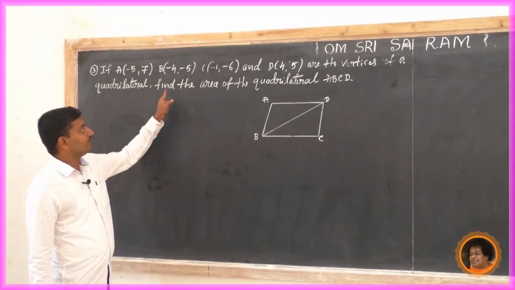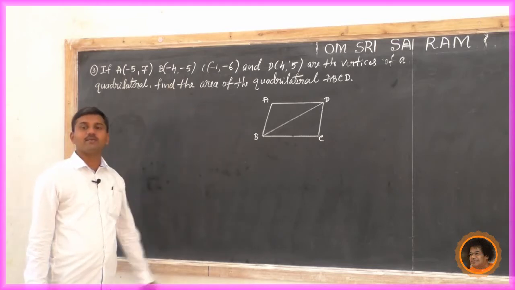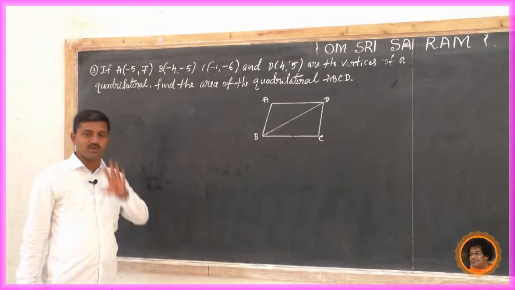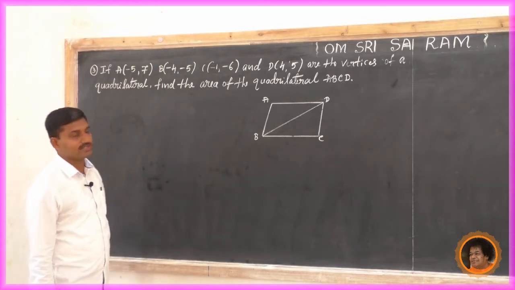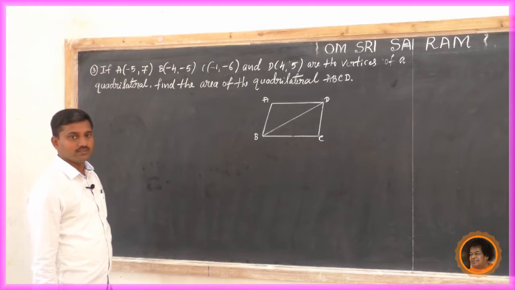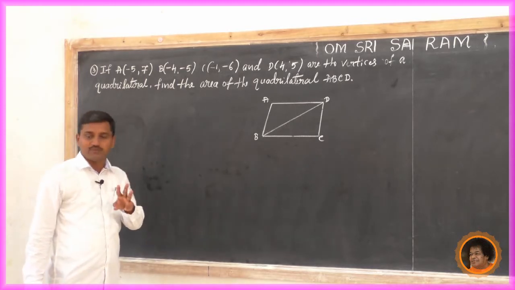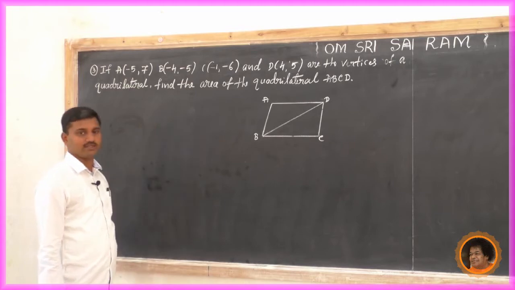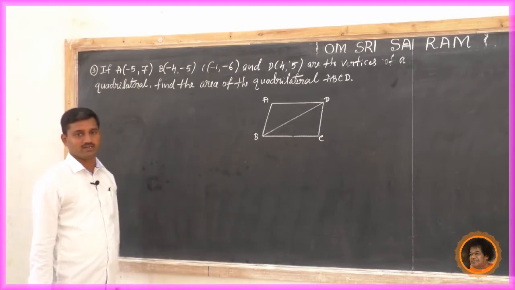So here, find the area of the quadrilateral ABCD. How to find the area of the quadrilateral ABCD if the 4 vertices or the 4 coordinate points are given? If 3 coordinate points are given, we can find the area of the triangle. But here 4 coordinate points are given. How to find the area of the quadrilateral?